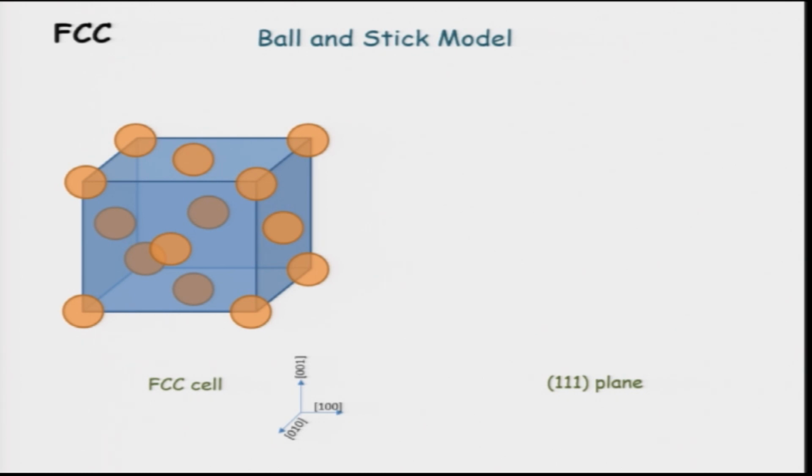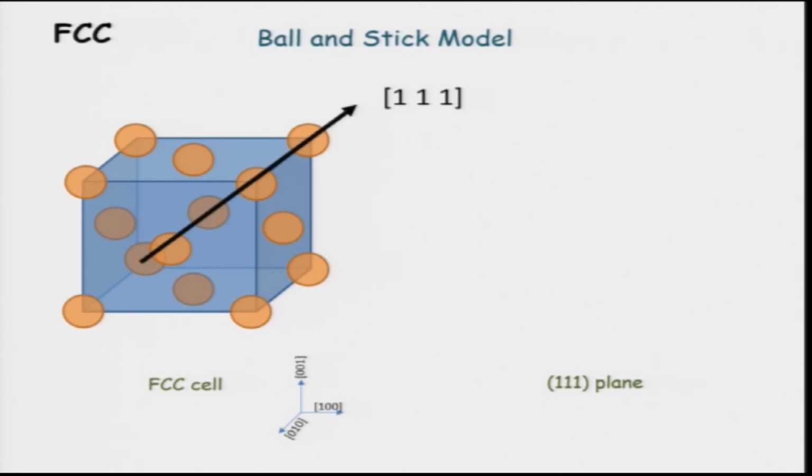Now, we are not talking about a family of 1 1 1 planes, we are talking about a particular 1 1 1, so all positive 1 1 1. If this is 0 0 0, then this becomes y 0, this is y 1, this becomes x 1 and this becomes z 1. So, we have to connect these.